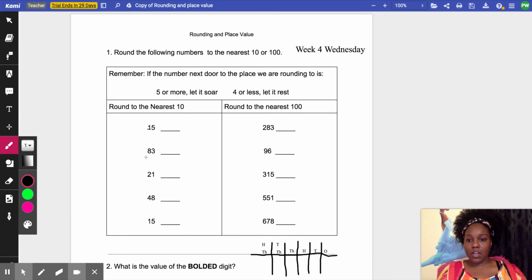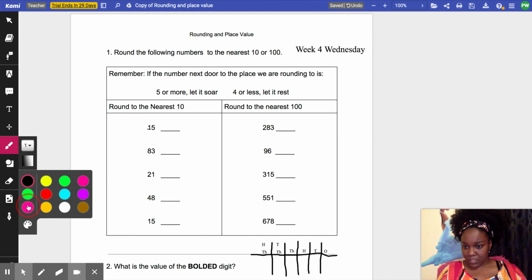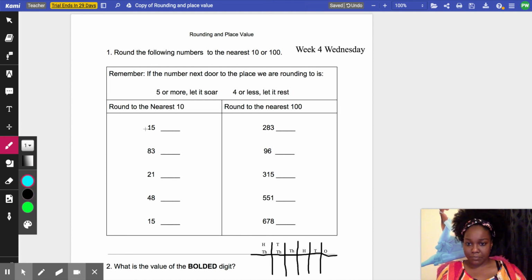So I'm going to underline, let me use a different color. Oh, let's use blue this time. I'm going to underline the tens place in all of my numbers. Ones, tens, ones, tens. Go ahead and underline that. Okay. Now that I've underlined the tens place, that tells me what two tens my number could be.